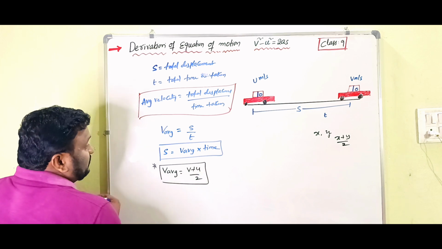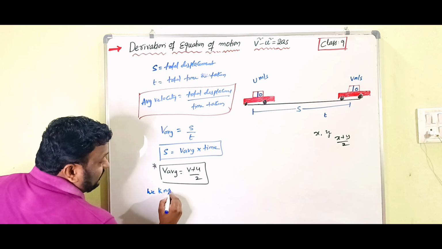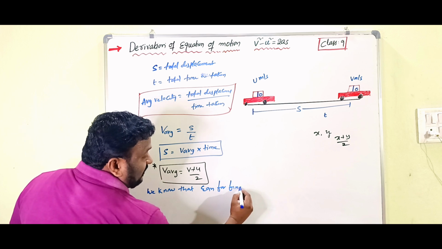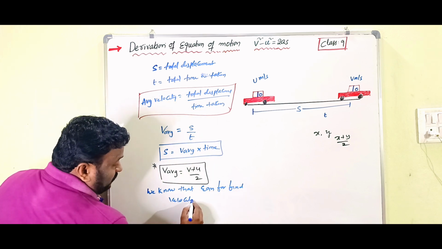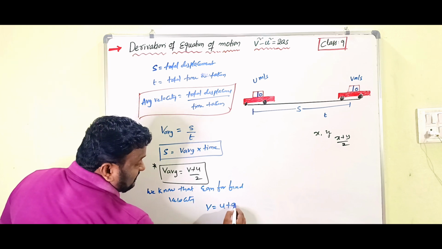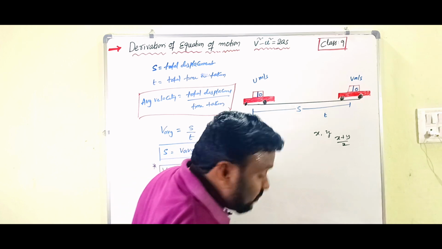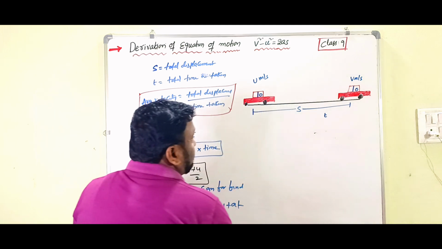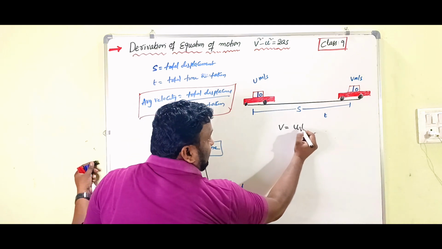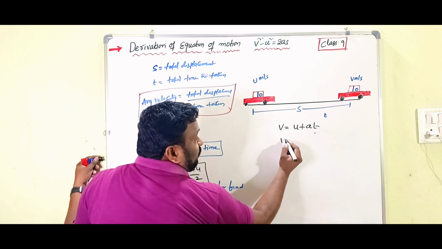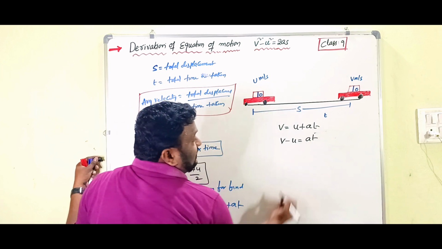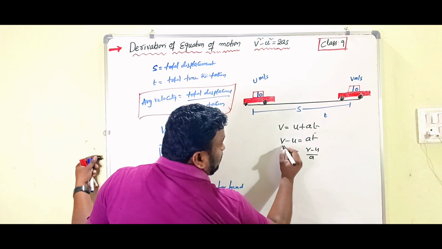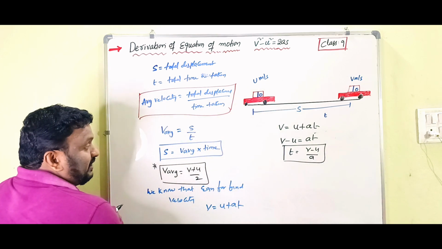So children, we know the equation for final velocity. What is it, children? v is equal to u plus at. From that we have to write the expression for t. How can we write it? Simply, look here. v is equal to u plus at. From that, v minus u is equal to at, and t is equal to v minus u by a. Clear? t is equal to v minus u by a.